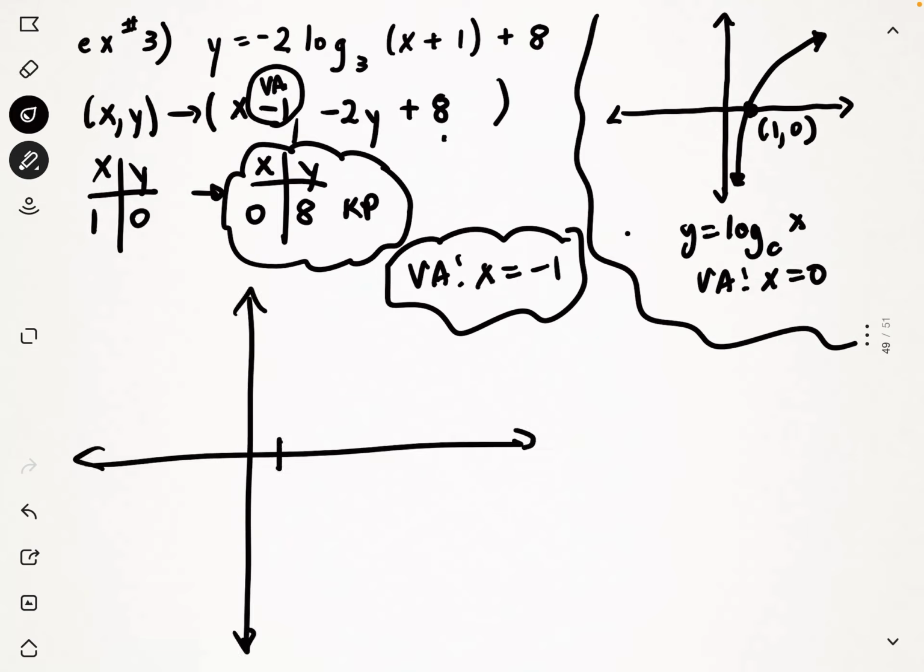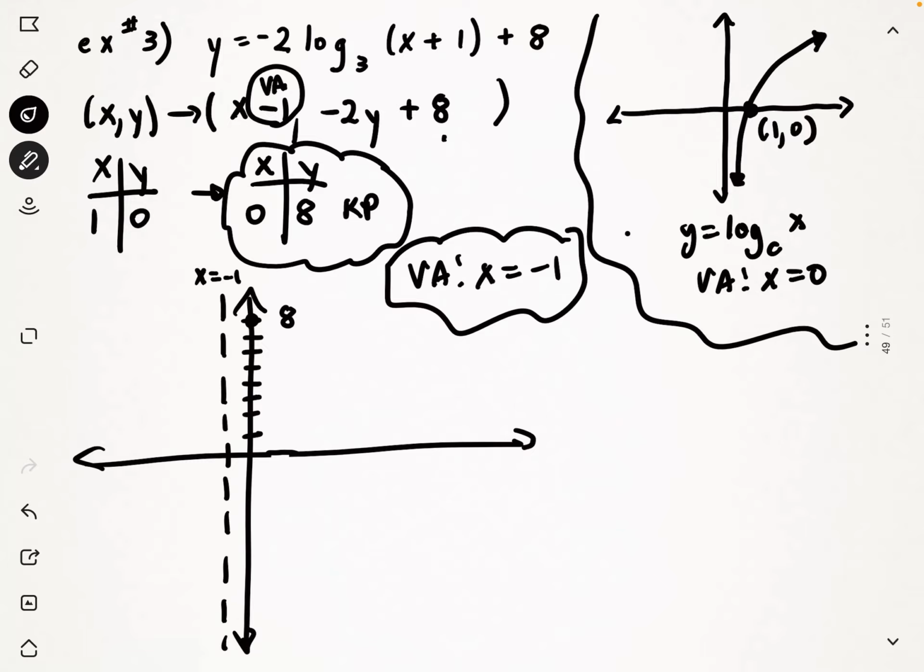We have a key point of (1, 0). We do not have that key point. That is my mistake. That's the original key point. We have a key point of (0, 8), so we can put that point in there at (0, 8). We have a vertical asymptote of x = -1. We can put that in. And then from there, we could sketch the graph, or we could get intercepts.